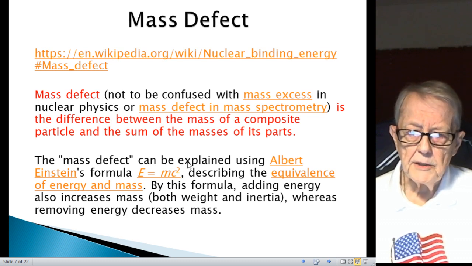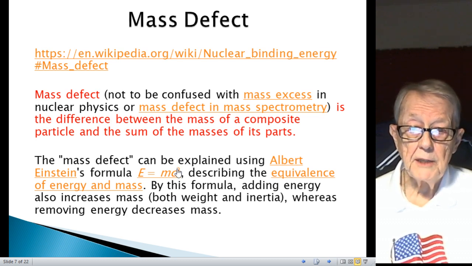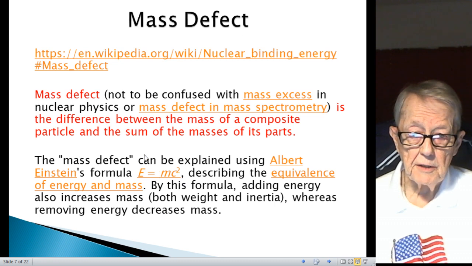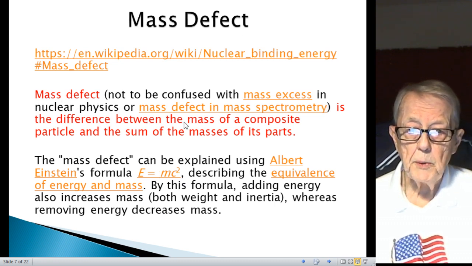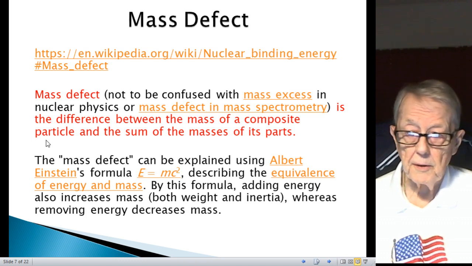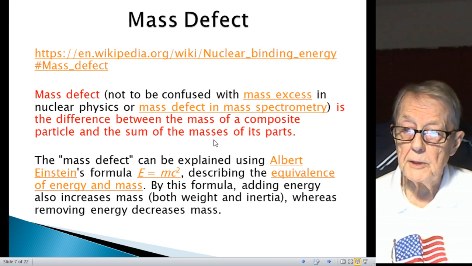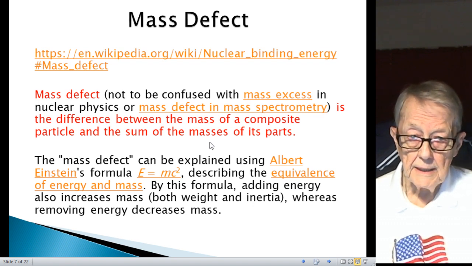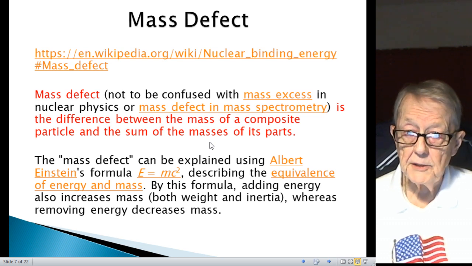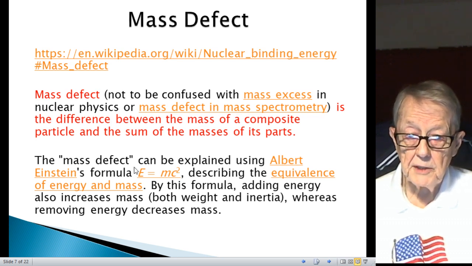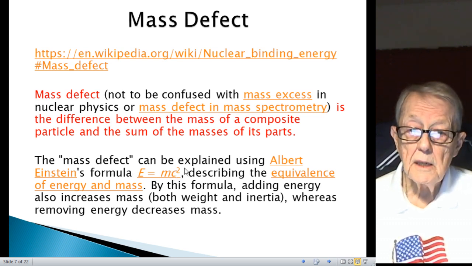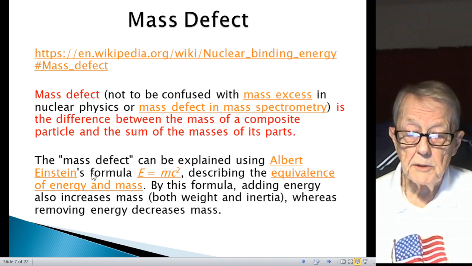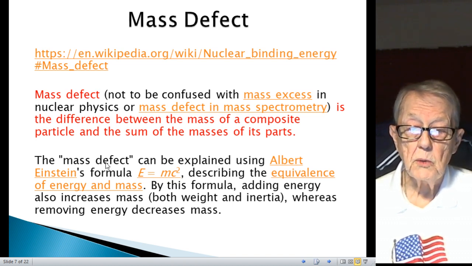And this error actually has a name. It's called mass defect. And from this video, you get that a mass defect is the difference between the mass of a composite particle, like carbon-12, and the sum of the masses of its parts, like the electron, proton, and neutron. That's defined as the mass defect, and this mass defect can be explained by Albert Einstein's formula E equals mc squared.